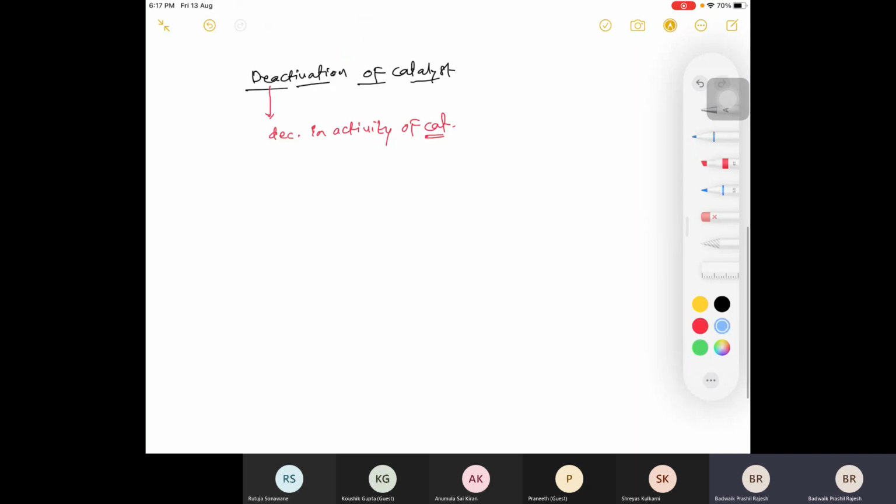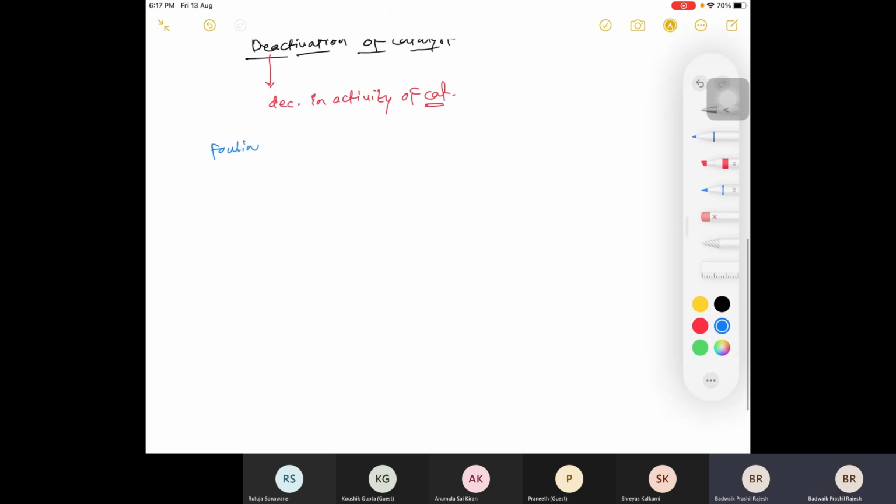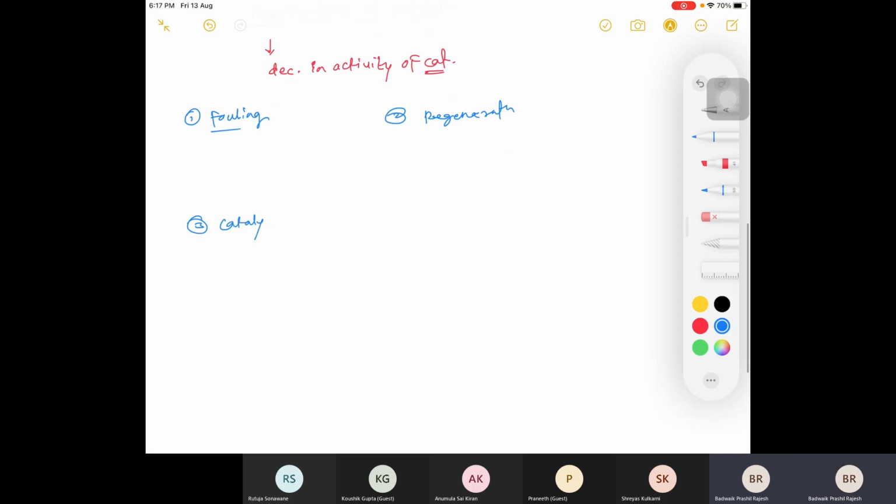So I'll define some terms here. You just write first fouling. Then second will be regeneration. Third I'll define is catalyst poisoning. And fourth one is reactivation. So these four terms are related to each other, but I am just making a difference between these definitions, or between these terms.